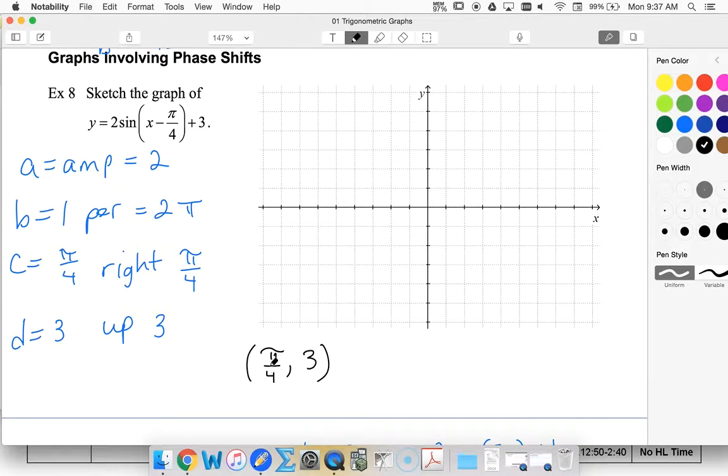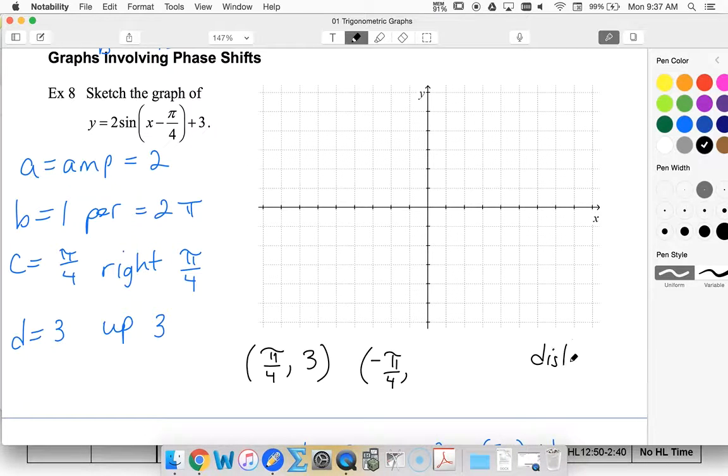Okay, so now I want to think about going into negative values so that I can figure out where my y-axis is going to be and what my graph is going to look like. So if I think about negative pi over 4, well, the distance between pi over 4 and negative pi over 4, that distance between those x values, is pi over 2. My whole period is 2 pi, so pi over 2 is 1/4 of the period.